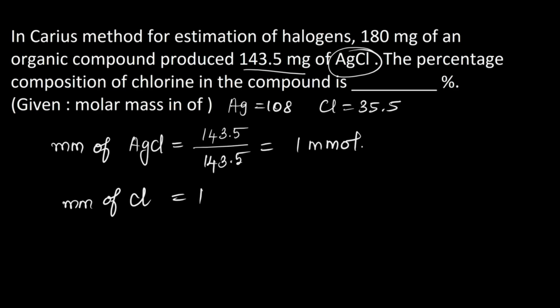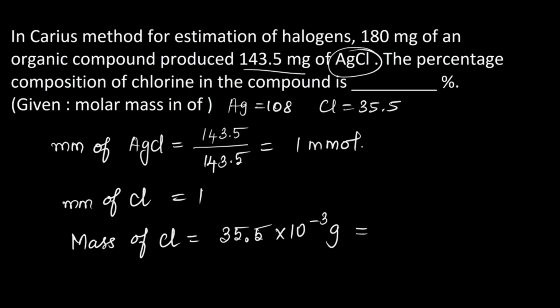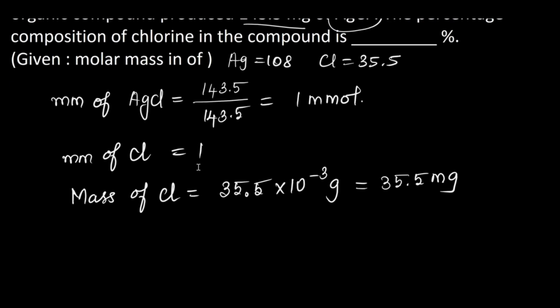Let's calculate the mass of Cl now. So mass of Cl is equal to 35.5, that is the molecular mass of 1 Cl, gram per mole. So the mass of Cl for 1 millimole is 10 to the power minus 3 moles times 35.5 grams, or you can write it as 35.5 milligrams. Okay, now calculate the percentage of Cl.